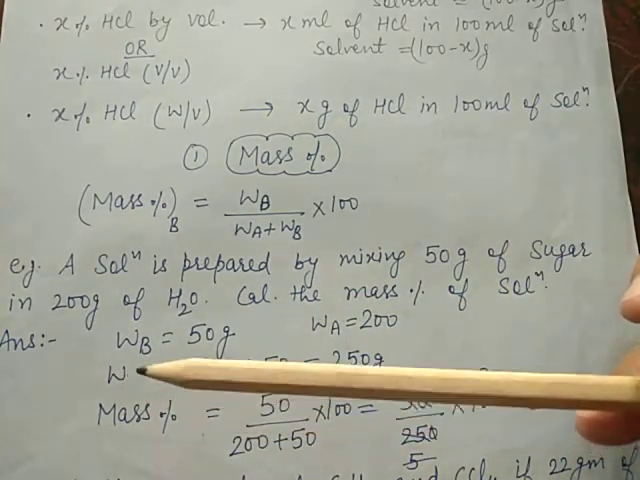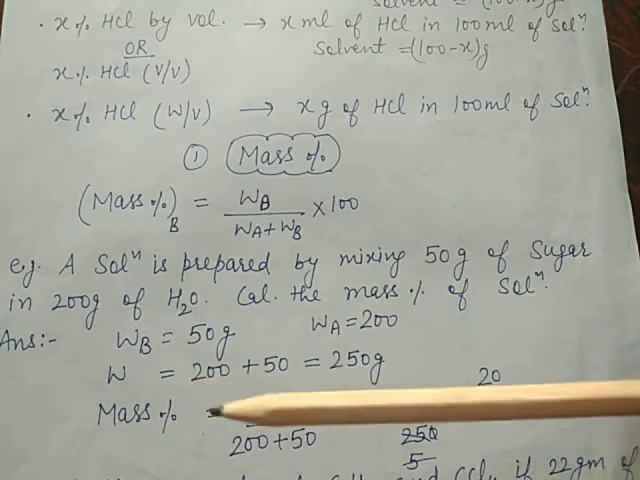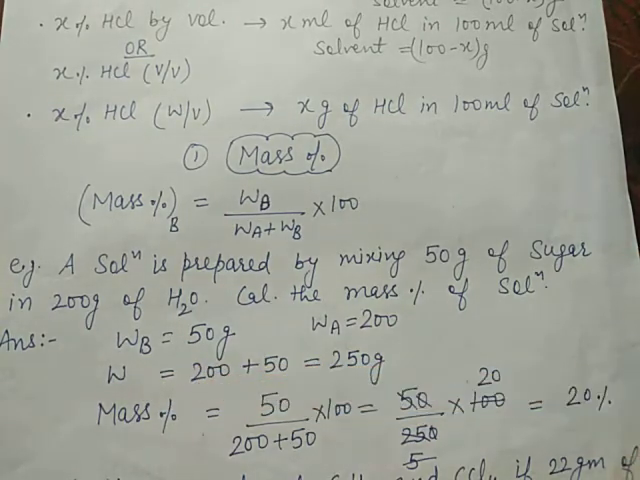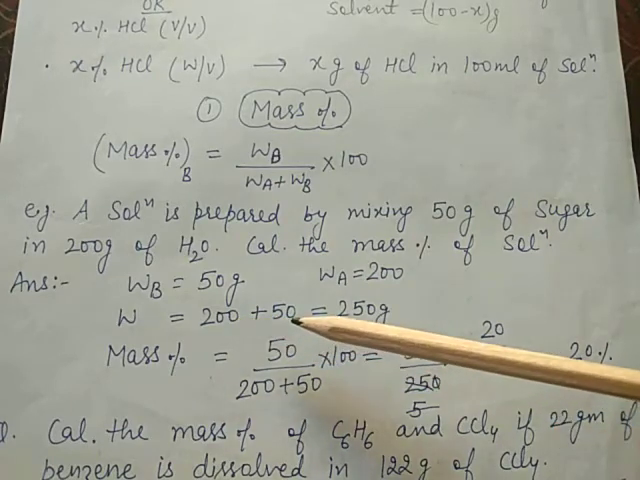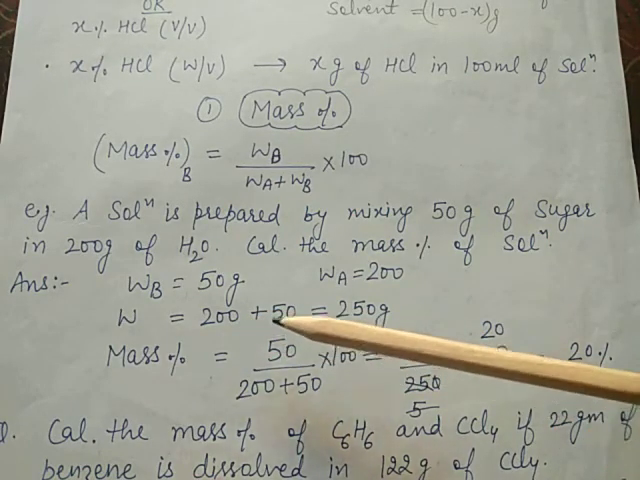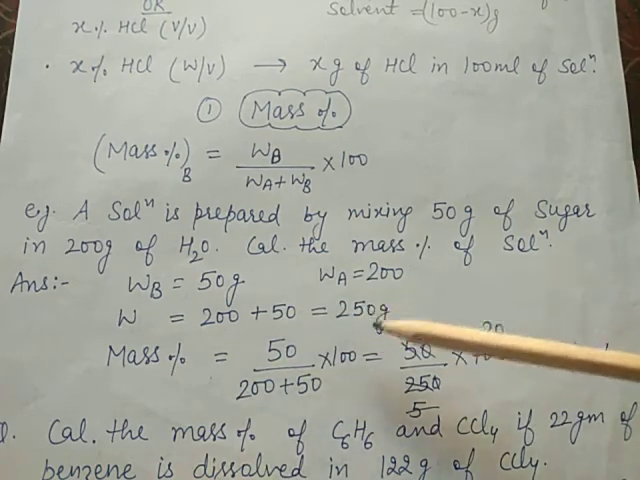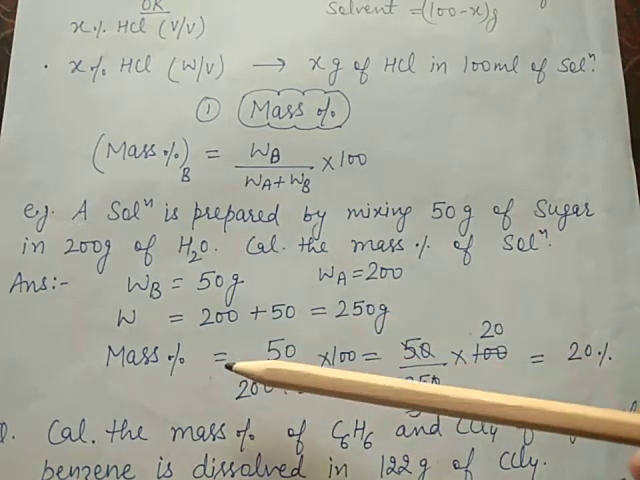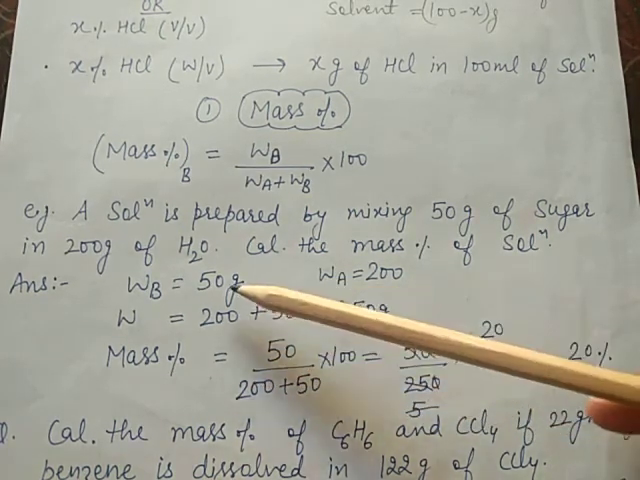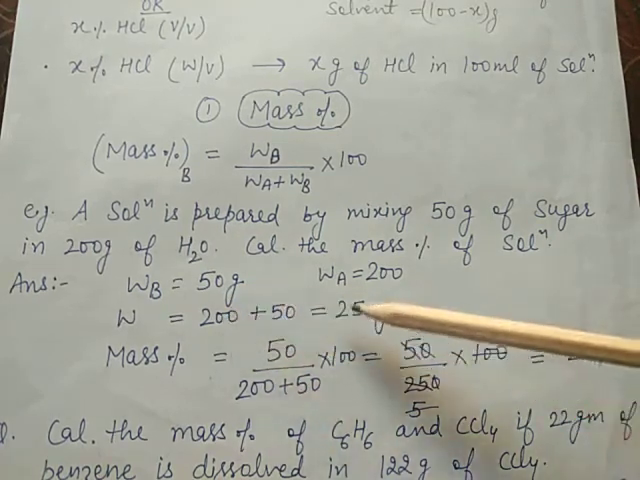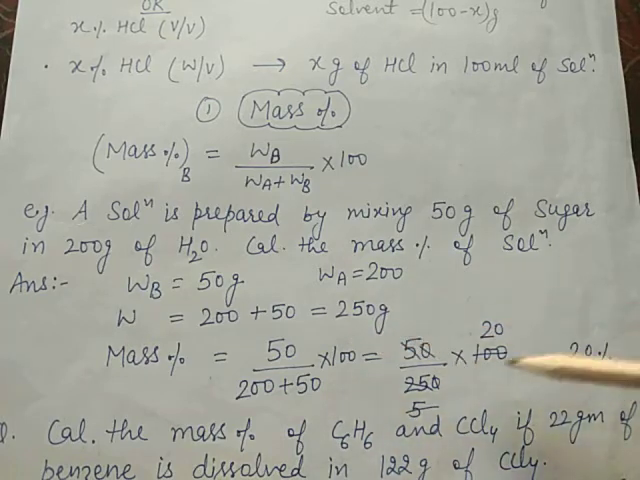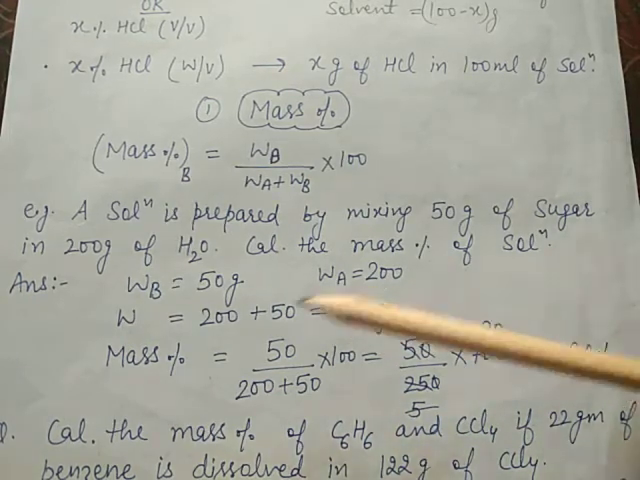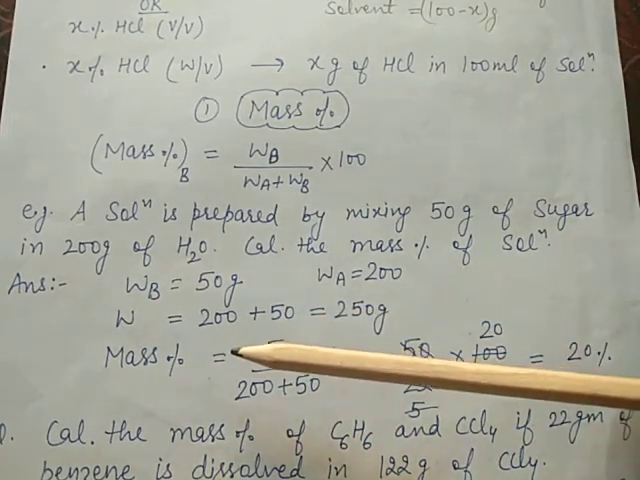Then first of all calculate the mass of solution, that is equal to 200 plus 50, means mass of solvent plus mass of solute, that is equal to 250 gram. Mass percentage is equal to WB that is 50, over total WA plus WB, that is 250, multiply by 100, that is 20% is the mass percent of the solution.